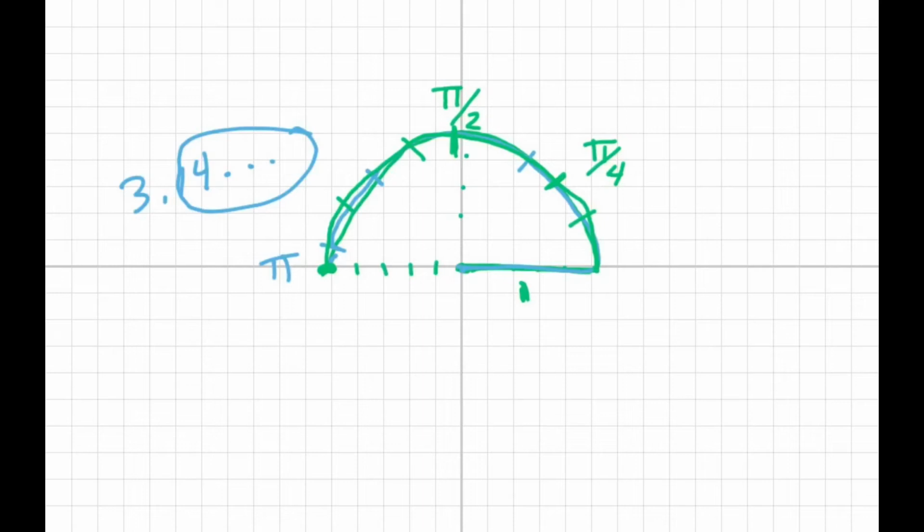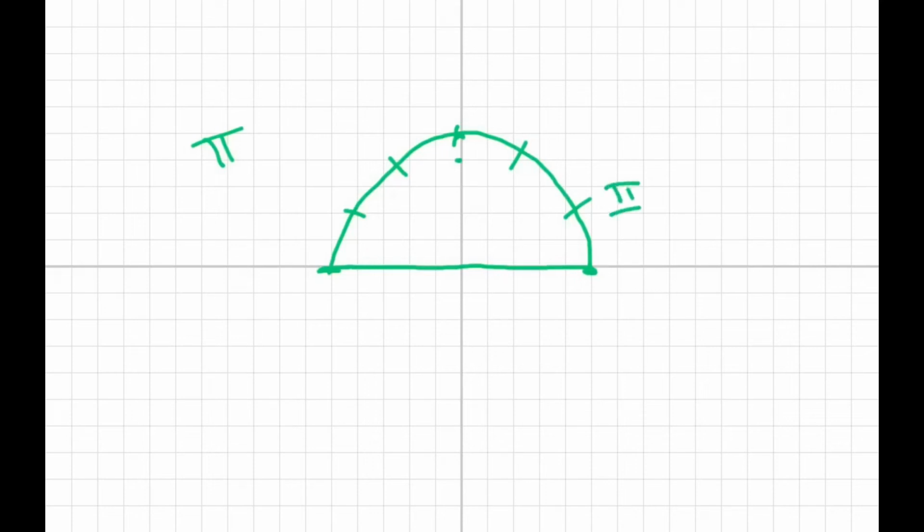Or you could divide this all by 6s. So if I do that, I'll just go 1, 2, 3, 4, 5, 1, 2, 3, 4, 5. I think this is right. So if you divide it up into 6s, and we have 1, 2, 3, 4, 5, 6, then you're just taking your pi and dividing it by 6.